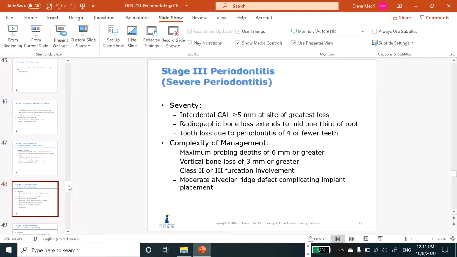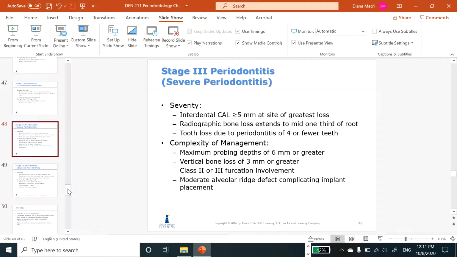Stage 3 is when it starts getting really interesting because now I have interdental clinical attachment loss greater than or equal to 5 millimeters at the site of greatest loss. I have radiographic bone loss extending to the middle 1/3 of the tooth, and now I have some tooth loss, which means that 4 or fewer teeth have been lost due to periodontitis.